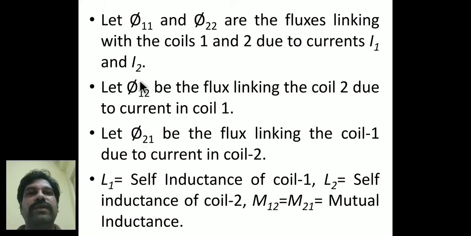So in this way we are defining the terms φ11, φ12, φ21, φ22 like these definitions. And also L1 is the self-inductance of coil 1, L2 is the self-inductance of coil 2, and M12 and M21 are the mutual inductances of the coils.